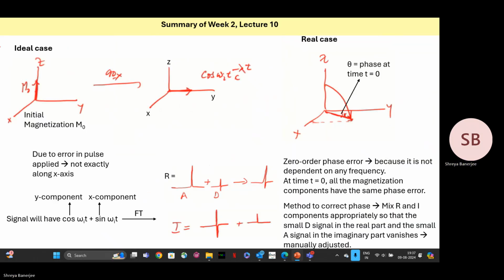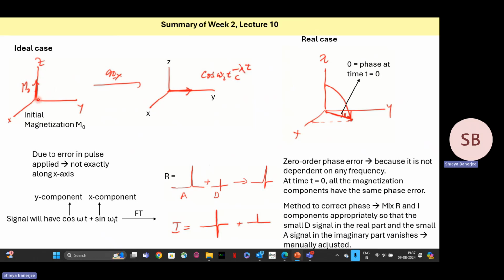There are different ways of correcting the phase error.